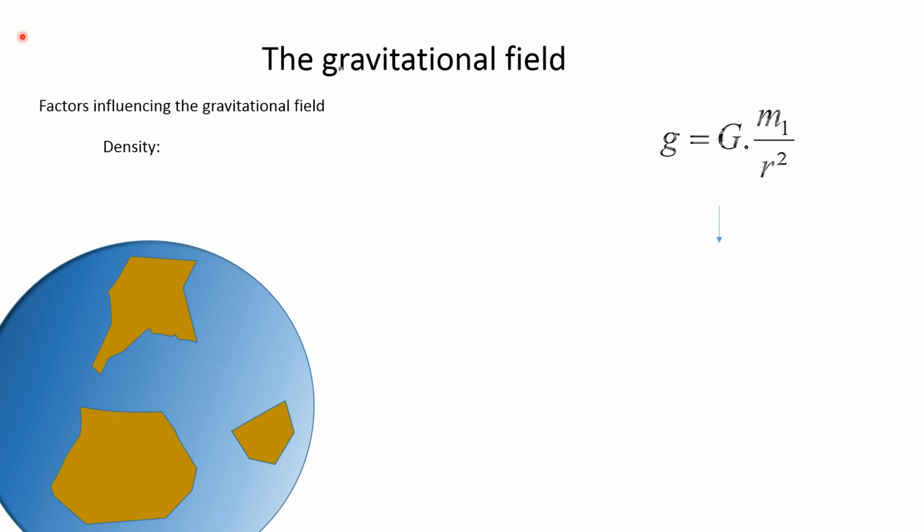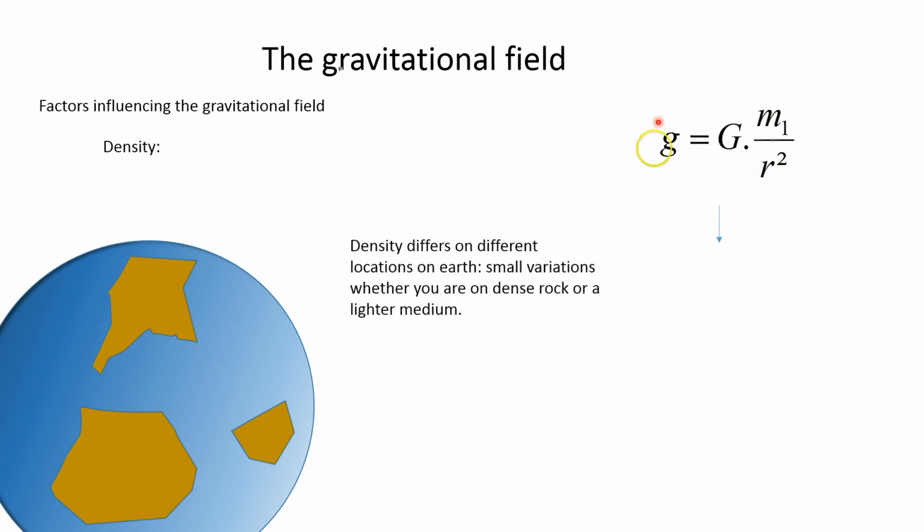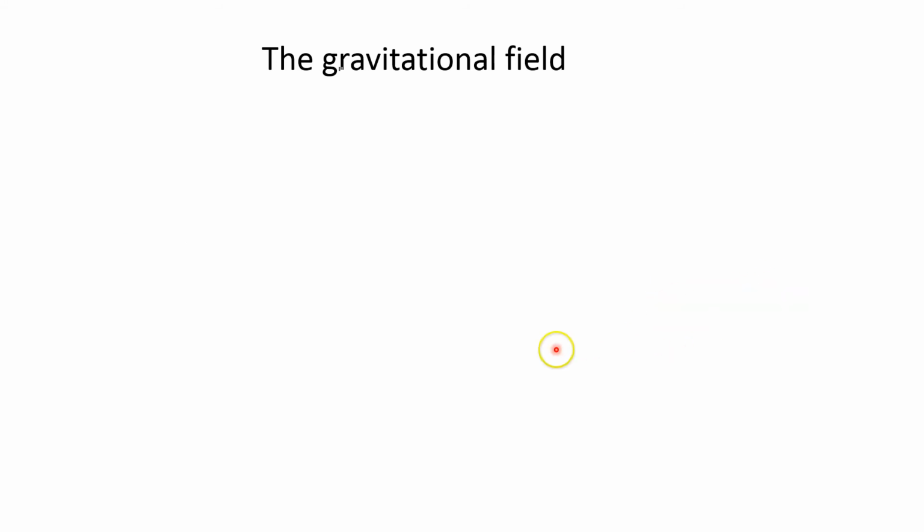Another factor influencing the gravitational field is density. The density differs at different positions on Earth. We have here our formula for the gravitational field. Well, we can replace the mass by the density times the volume. Well, the density differs at different positions, so small variations, whether you are on a dense rock or a lighter medium, can give different gravitational field constants.